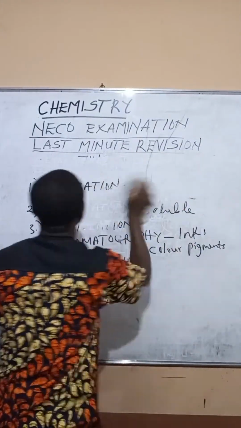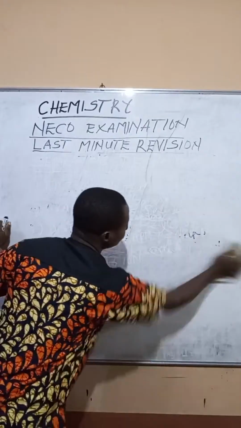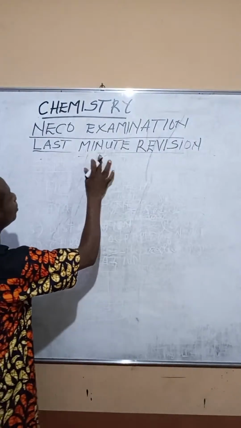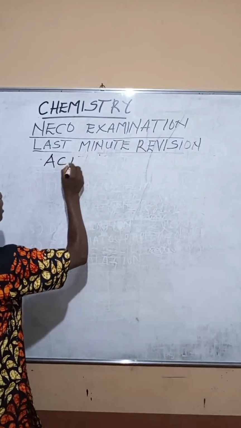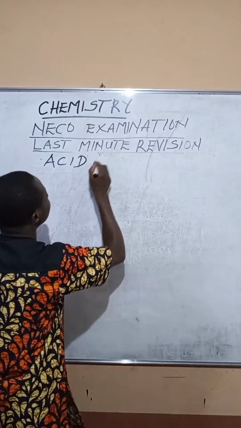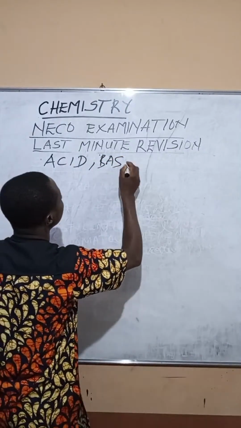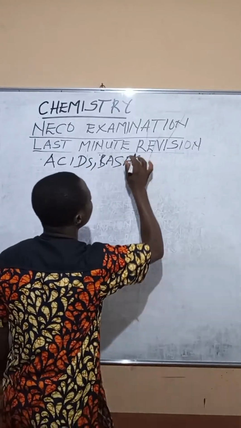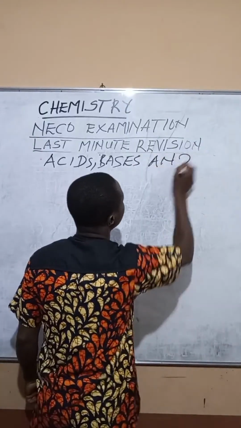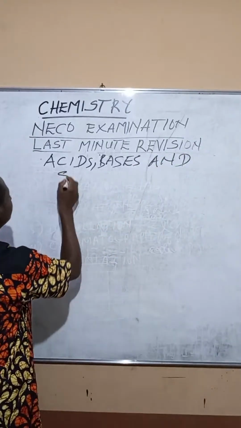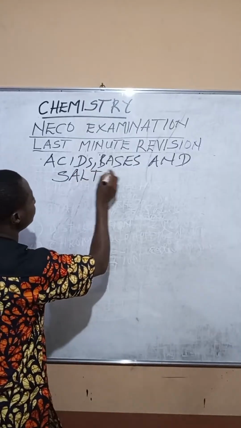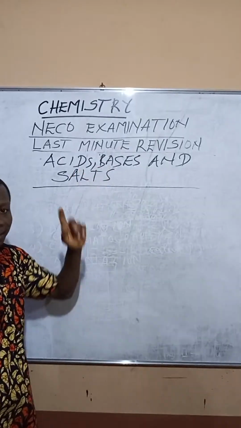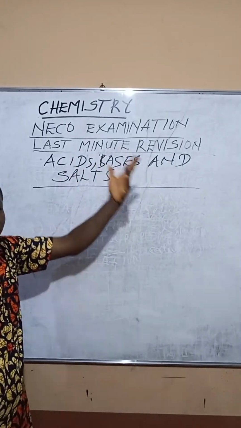Let's look at acids, bases, and salts. The areas that might be asked: acids, bases, and salts. Yes, some people may ask questions like that. Now, know how to define them, know how to identify acid, base, and salt, and there are various types. Okay, there are different types and different examples.